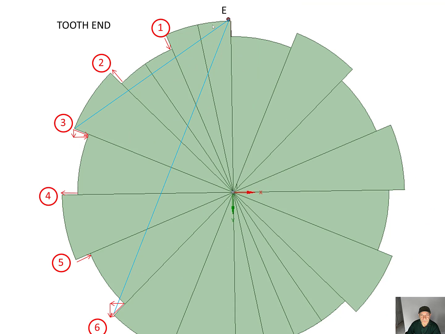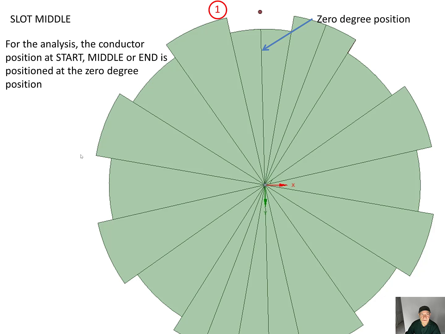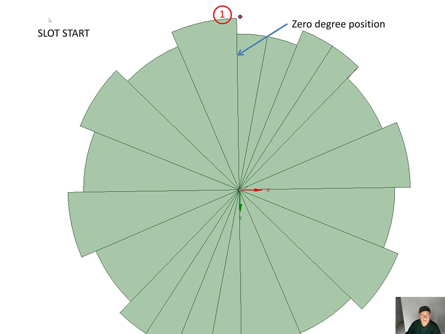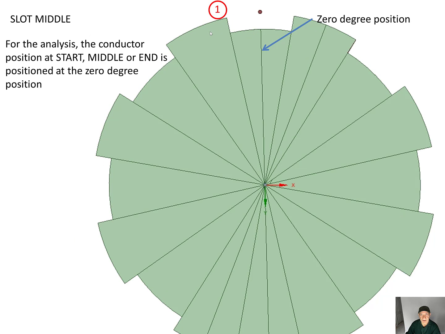This is the case where the tooth end is at the end. So this will be now the first position, second, third, and so on. So this is the case slot at start. This is the 0 degree position. This will be the number 1 position. And slot in the middle. So notice for the analysis, the conductor position at start, middle, or end is positioned at the 0 degree position.